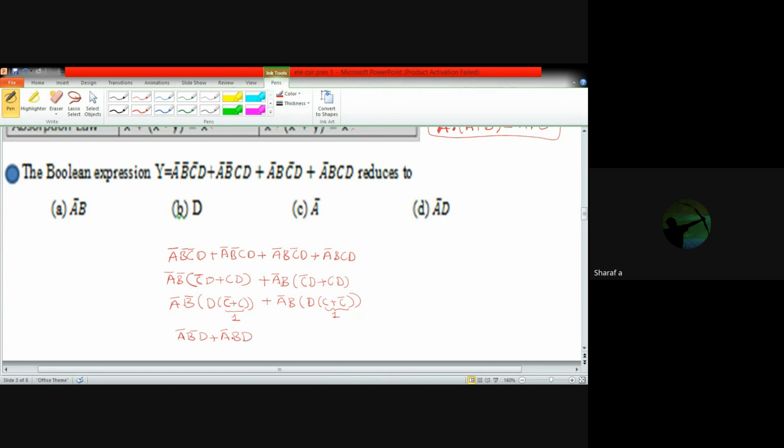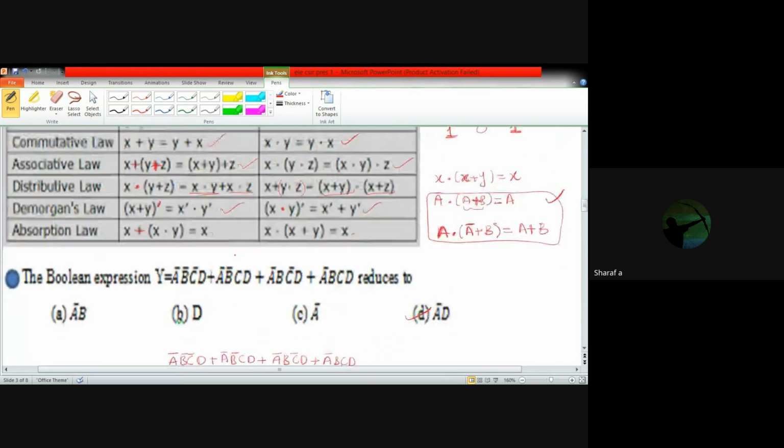Okay, and from this you can take A bar D as common. Then you'll get B bar plus B. Again, by theorem, if you add a variable with its complement that is equal to 1, then this will give you A bar D. Then your option D is the correct one. So I have just written all these steps so that you can understand. This is how you can do this kind of problem, and you can use all these theorems for that.